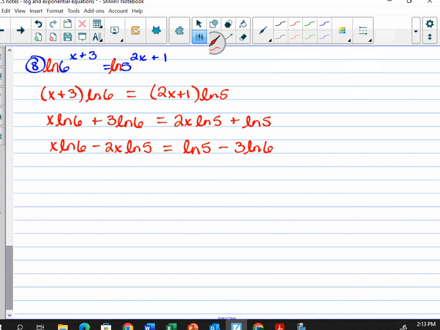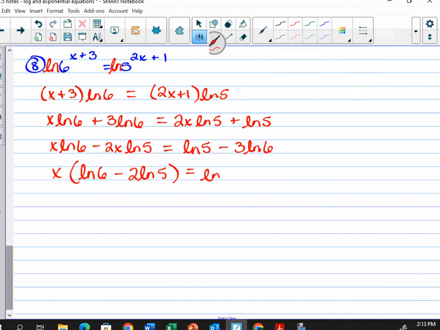You with me? Again, nothing really difficult, just you have to write a lot of stuff. Okay, do you guys see how I can factor an x out on the left? Like they both have an x in them, right? So I'm going to take that x out. That'll leave me natural log of 6 minus 2 natural log of 5 in parentheses.